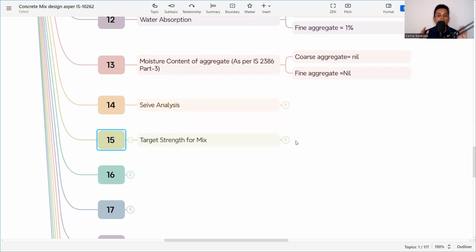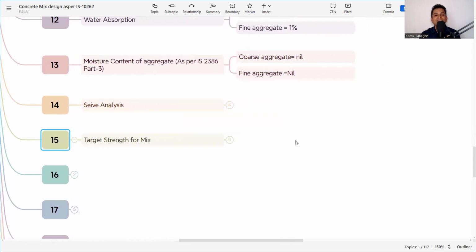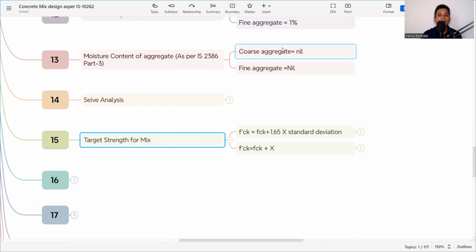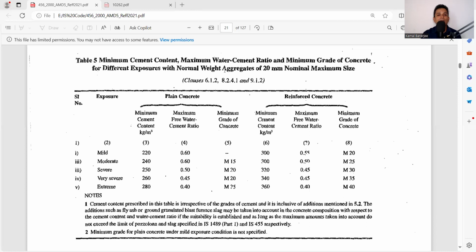Now it will come to the main part, that is the mix design part. What is that? First, we need to finalize the target strength for the mix. Now, we have already selected that our grade of concrete is M40. Now, what is this target mean strength? Target mean strength is mentioned in IS 10262. Let me open IS 10262, and we will see how it is calculated.